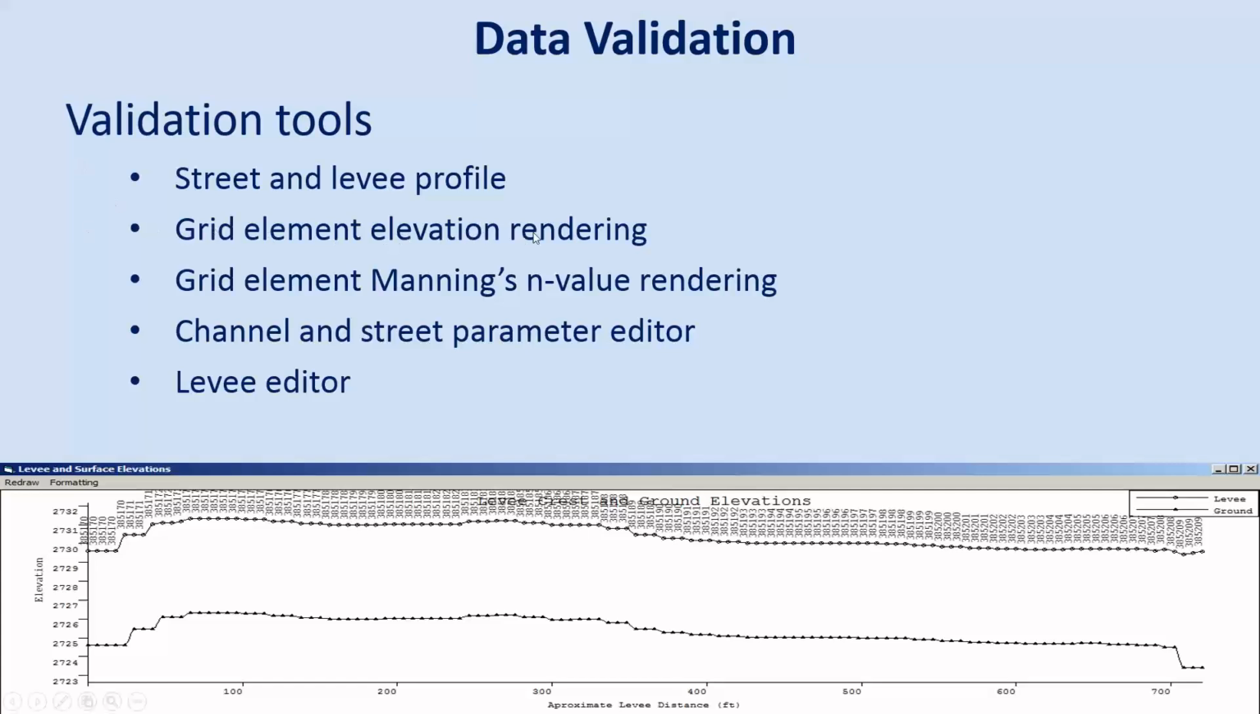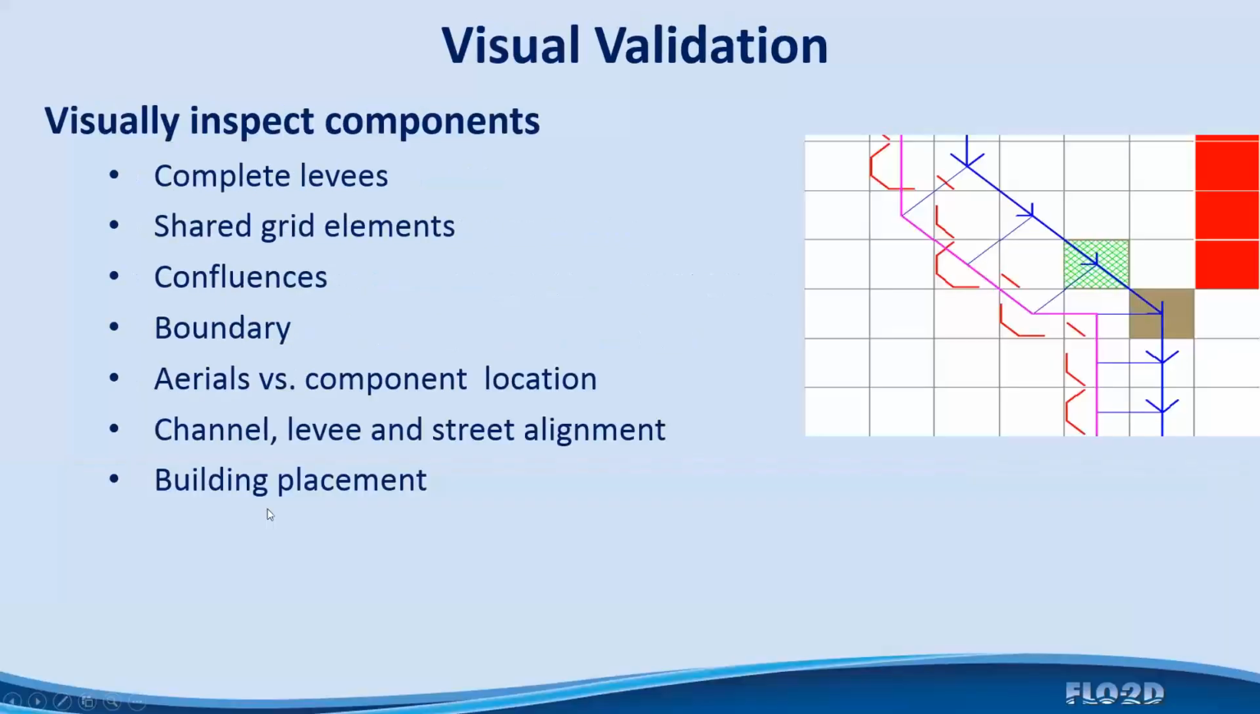Maybe the elevation rendering will show you some depressions. Grid element Manning's n-value rendering in QGIS will show you where you're assigning very spatially variable n-values and how high or low they might be. Channel and street parameter editors, and the levee editor. So here's a levee profile along with the actual ground profile to see if the levee makes sense in terms of the crest elevation. You can, in QGIS or in the old GDS or in Mapper and other ones, visually inspect the components.